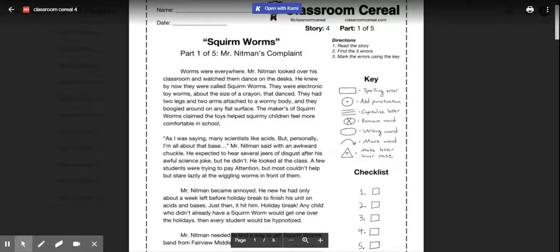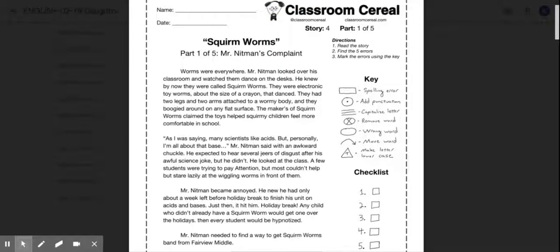So, Squirmworms, part 1 of 5, Mr. Knitman's Complaint. Worms were everywhere. Mr. Knitman looked over his classroom and watched them dance on the desk. He knew by now they were called squirmworms.